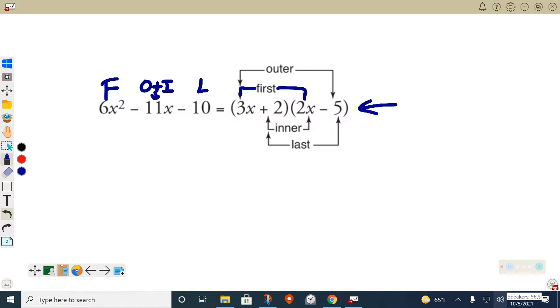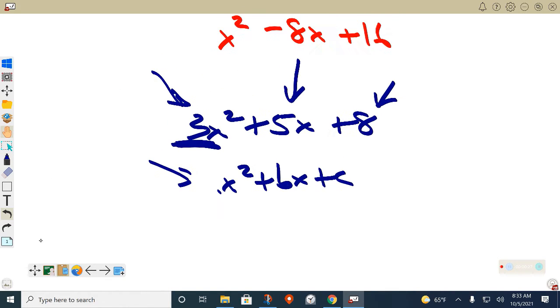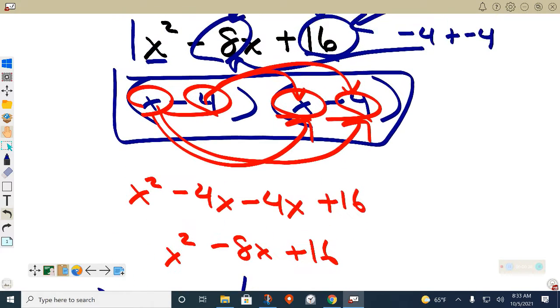Okay, so the first becomes the first term, the outer plus the inner become the middle term, and then the last multiplied right here become this last term. And you already kind of know that. We kind of did that for warm-up. I checked our work right back here.